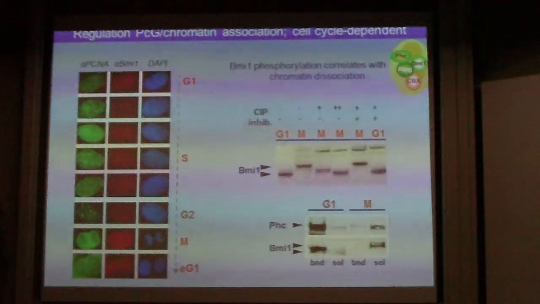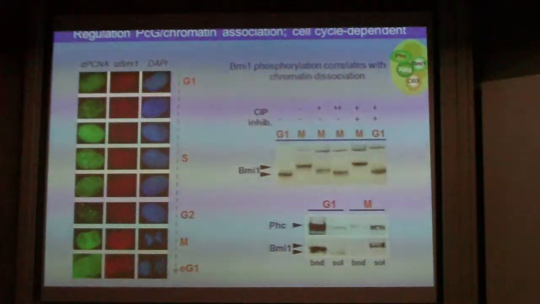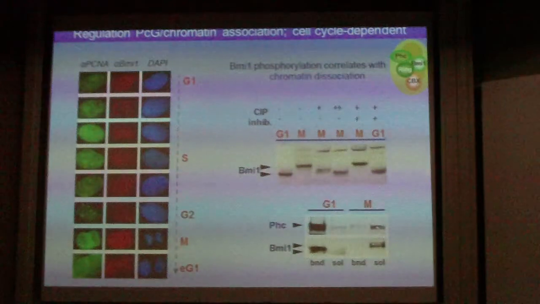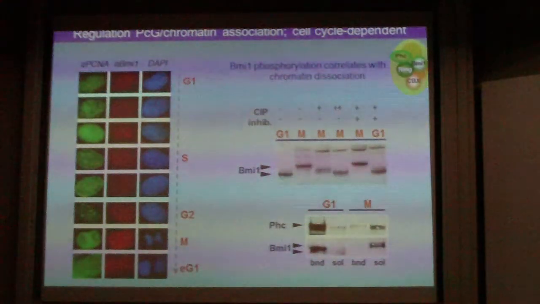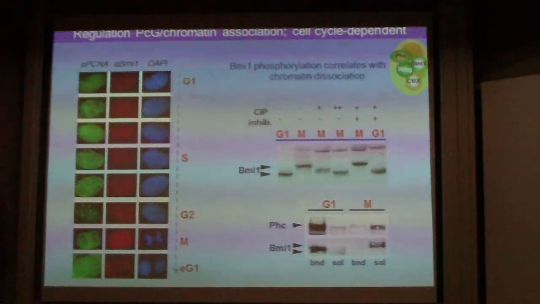And that could be important for differentiation or any type of response. But first, to figure out what was going on, I made differential extracts, and Peggy will tell you all about this in a moment. I isolated G1 cells, and I isolated G2 cells. So I made lysates of these cells, and I basically ran a Western blot.